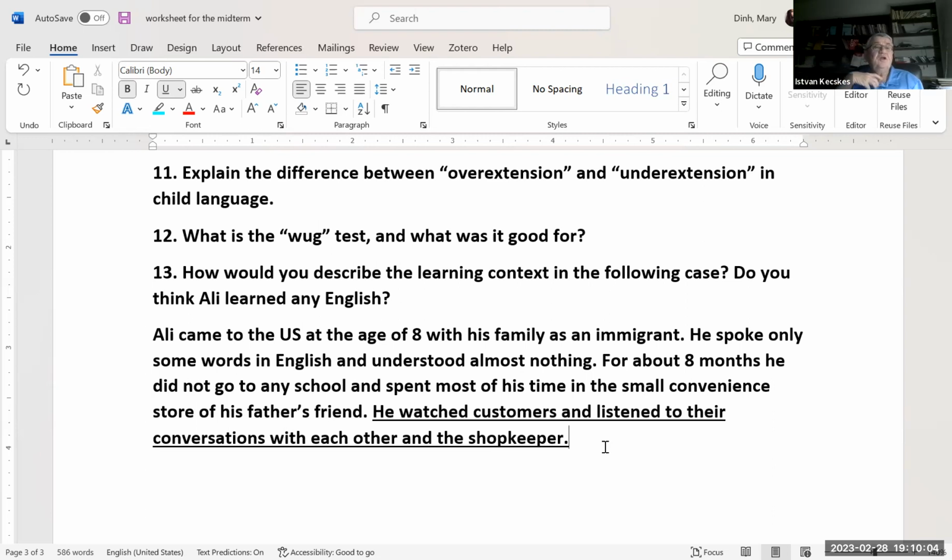So after all, listening means some kind of noticing. Although there is no information about that, the fact that he watched them and listened to their conversation, listened to how they conversed with each other, that might have helped his language acquisition process quite a bit. So this kind of task could also be in the examination, where you get a particular situation, and based on the situation, you have to apply what you have learned and explain what's going on there.